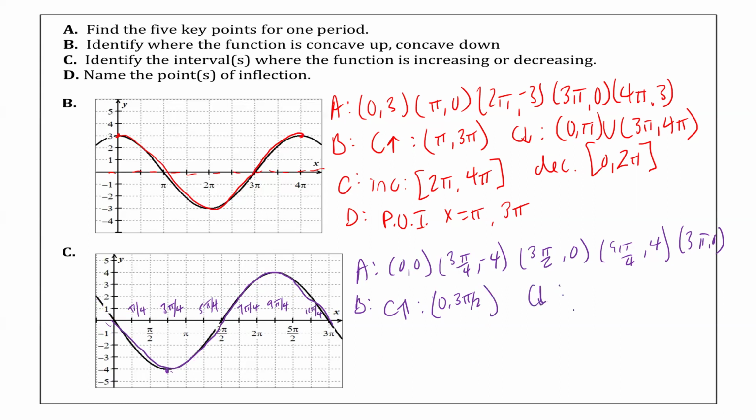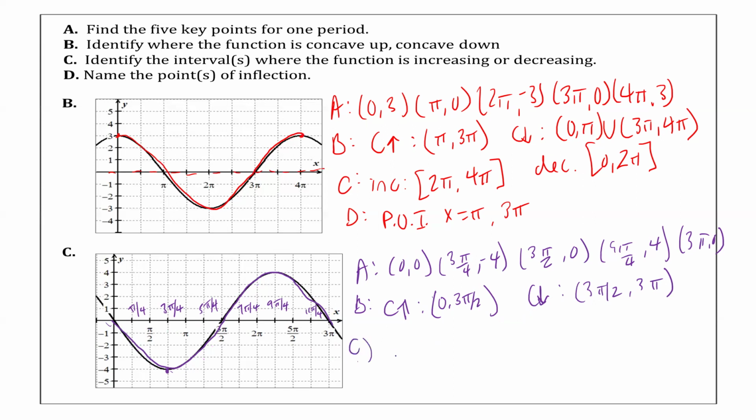Concave down. Where am I? There we go. You know, it goes to where the point of inflection is. Where the POI is. From one POI to the next.